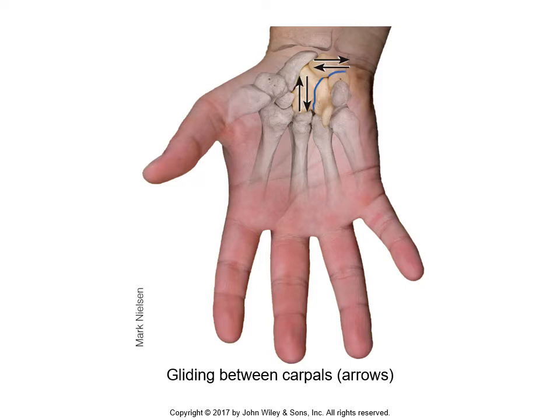So, for instance, the carpals. Remember those wrist bones we talked about? Think of two blocks.